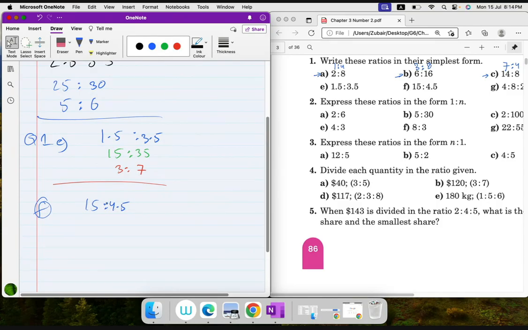So 3:9. First, we multiply both of them with 10. 150 and 45. We multiply and divide with the same number, 5. 30 ratio 9. We can still divide them by 3. 10 ratio 3. 3 goes into 30 ten times and 3 into 9 three times. This is the answer, 10 ratio 3.